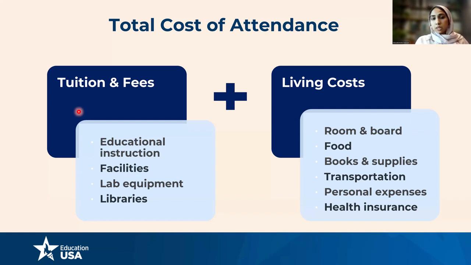You will also need to keep track of food costs, books and supplies, transportation, personal expenses, and health insurance. Again, I'm going to repeat, these costs vary by institution across the US. Average room and board costs range between $11,000 to $13,000 per year. But again, it depends on which part of the US you are in. For example, the East and West Coast are more expensive than the middle of the country, such as Texas is cheaper than New York and California. You should keep these in mind, as well as visa costs.